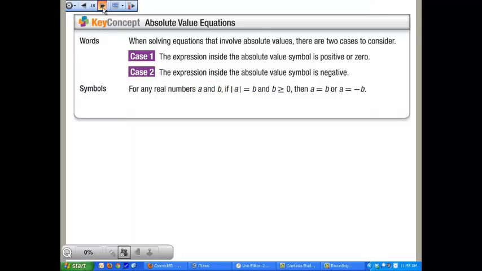Let's put some numbers to this and see if we can understand it a little bit better. The absolute value of d is equal to 10. Therefore, we know that d must equal 10, or d must equal negative 10, because the absolute value of negative 10 and the absolute value of 10 are both equal to 10.